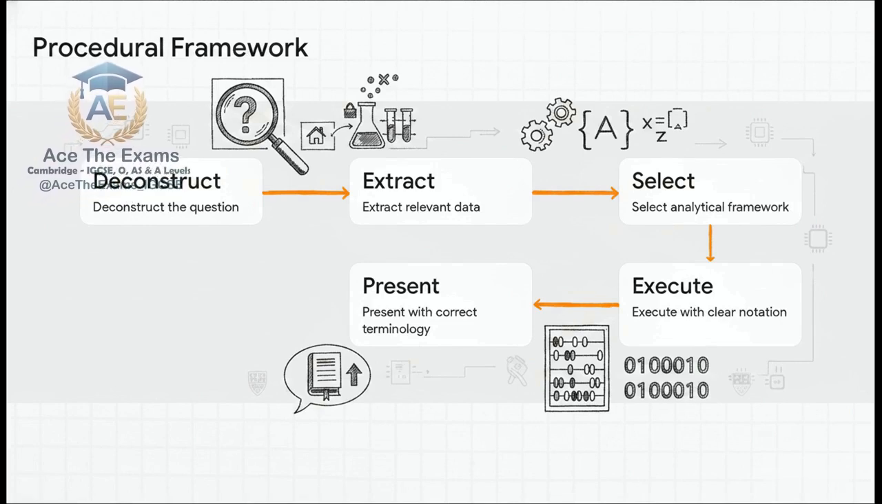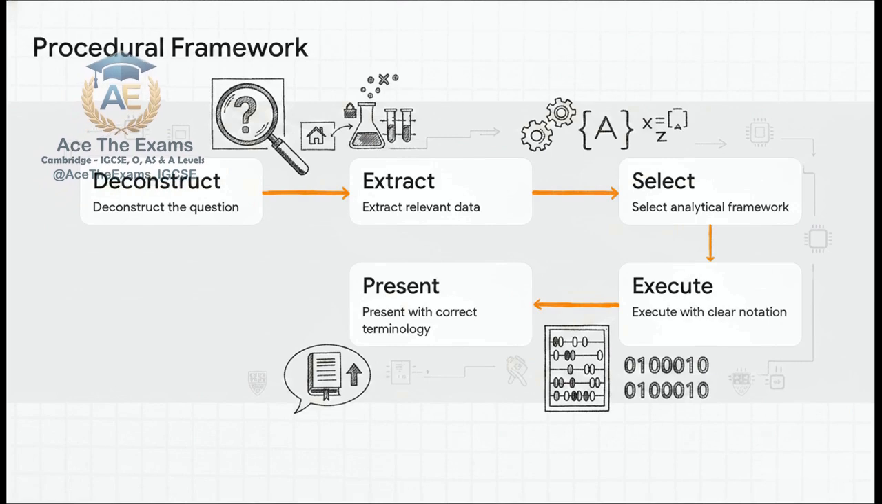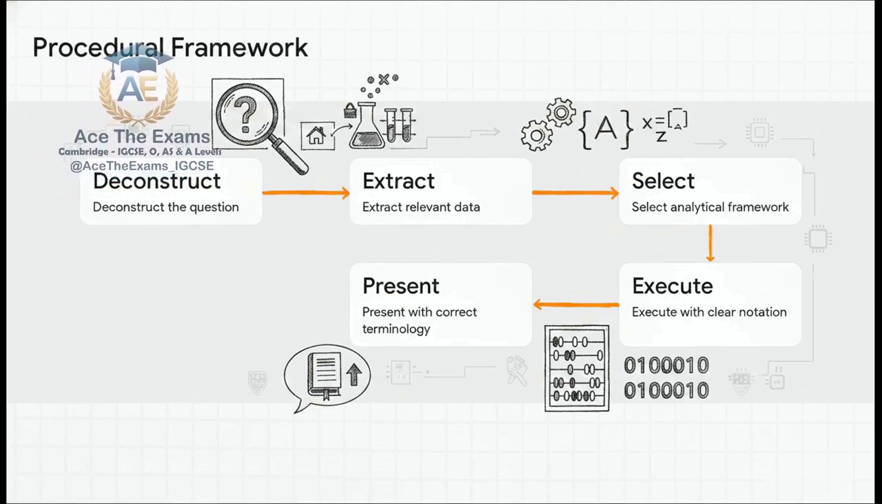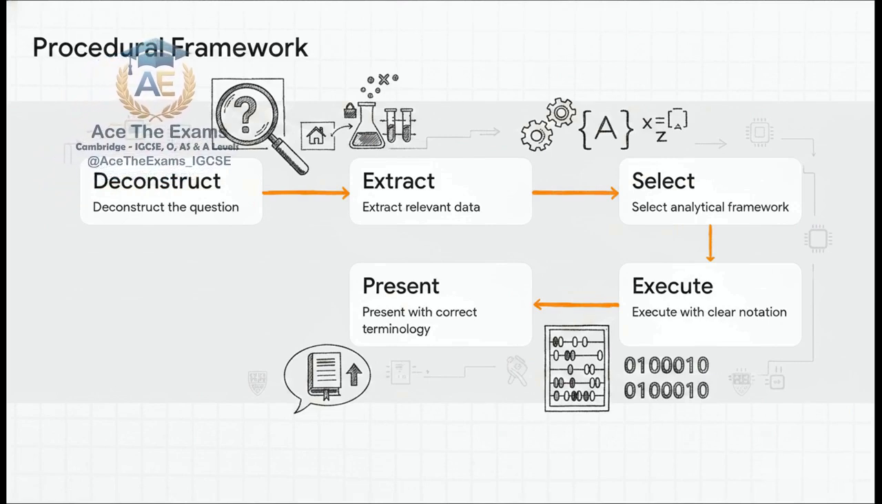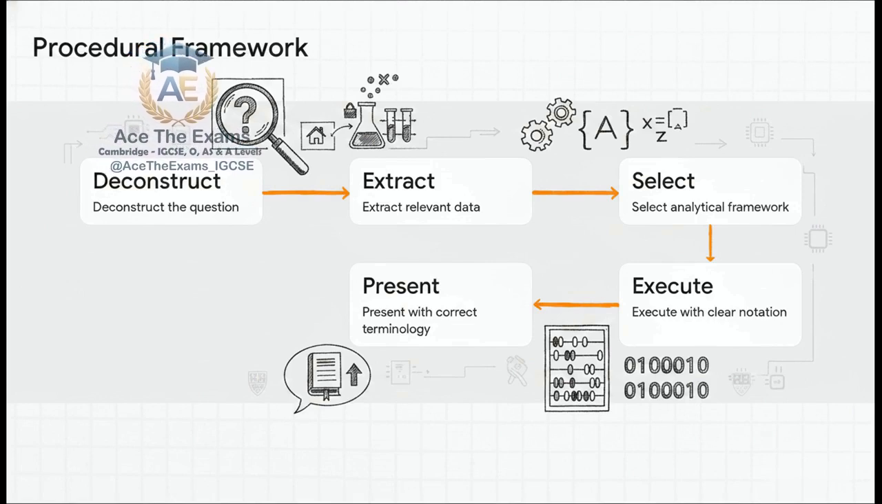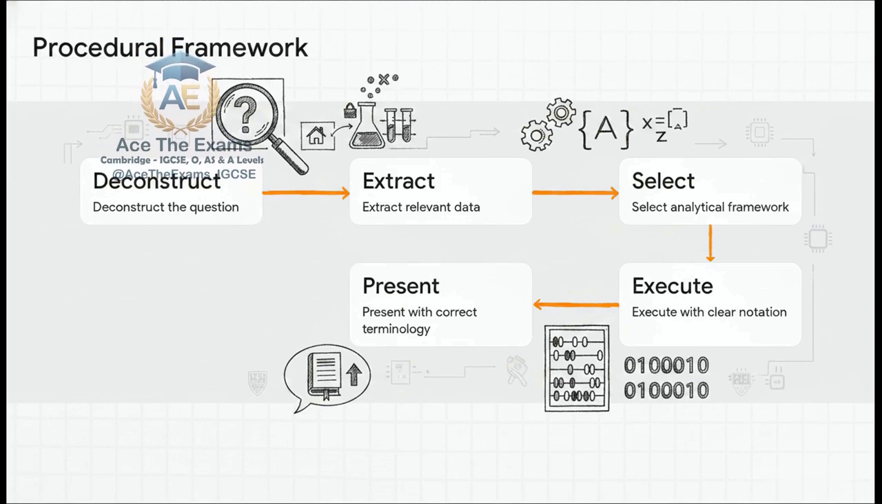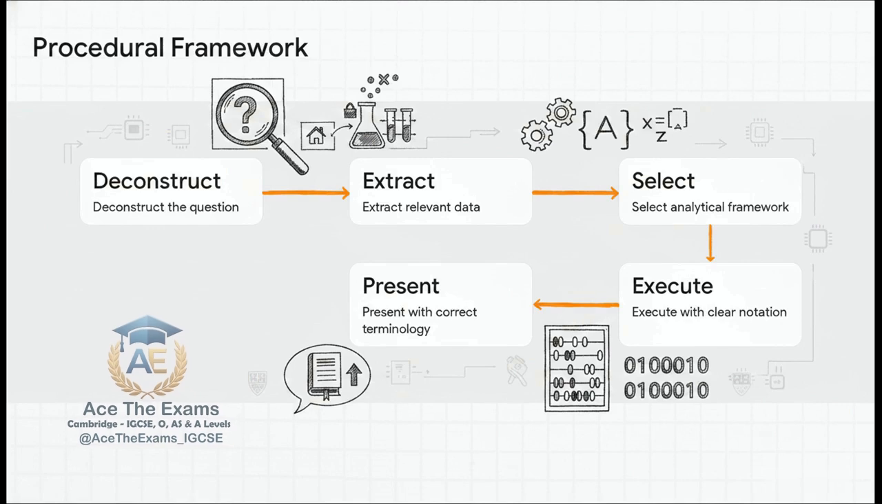Step 1, deconstruct the question. You physically underline the command words on the paper. Are you explaining, evaluating, or calculating? Know the difference. Step 2, extract relevant data. Pull out the base address, the index register value, and absolutely any memory limits hidden in the text. Step 3, select the analytical framework. For a question involving an array, your framework is always going to be base address plus index offset.